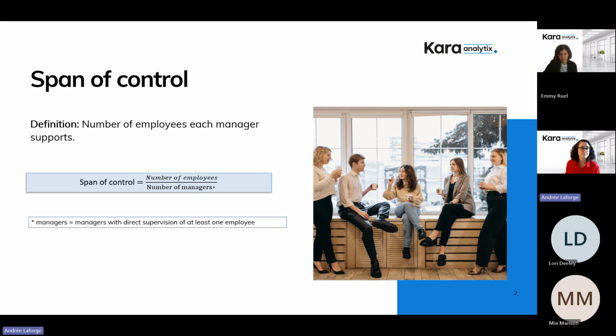So if you have a high span of control, meaning one manager oversees too many employees, it can lead to challenges. Managers may struggle to support, guide, and coach their team properly. On the other hand, if you have a low span of control, meaning too few employees per manager, it can lead to a top-heavy structure, which may reduce productivity and increase cost. So the span of control is easy to calculate.